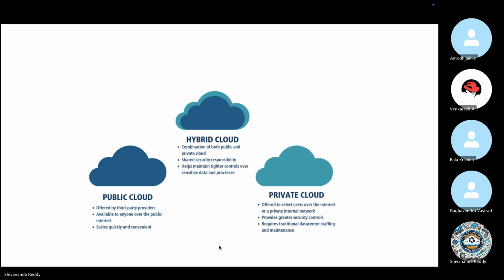Public cloud is offered by third-party providers, available to anyone over the public internet, scales quickly and is convenient. Hybrid is a combination of both public and private, with shared security responsibility, and helps maintain tighter controls over sensitive data and processes. Similarly, private cloud is offered to select users over the internet or a private internal network, provides greater security controls, and requires traditional data center staffing and maintenance.